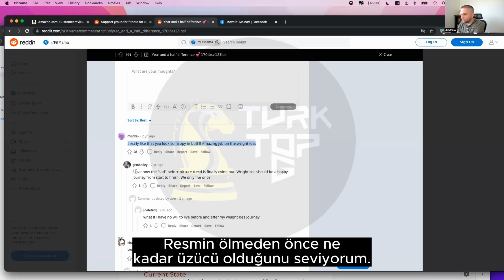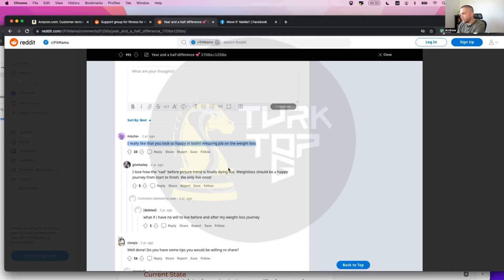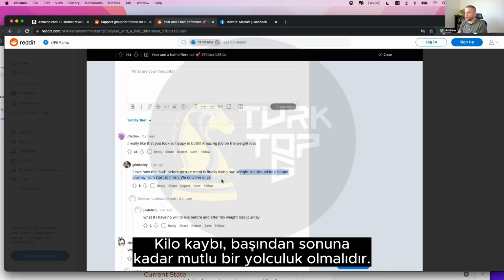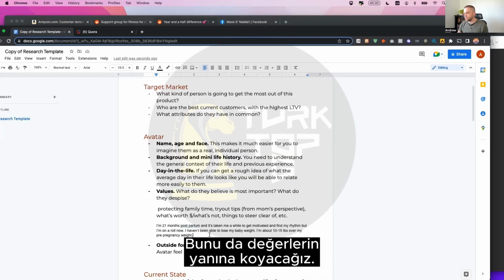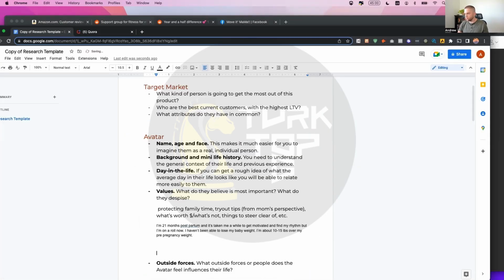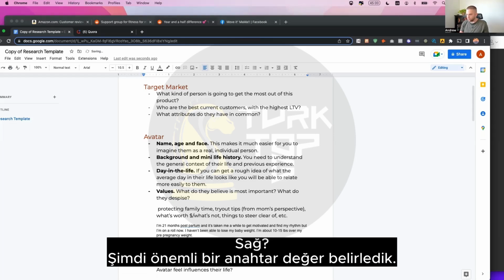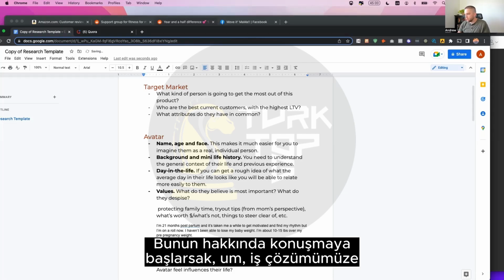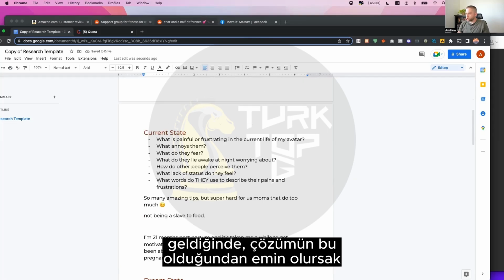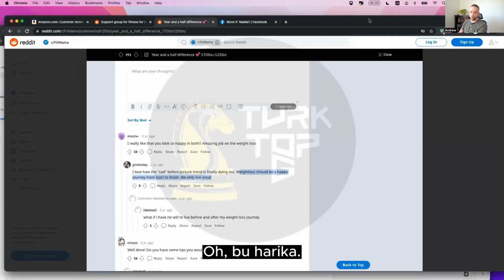So I think we're stumbling upon maybe one of our first key values here. So look at this. "I love how the sad before picture is dying out." This is something they might like or not like about it. "Weight loss should be a happy journey from start to finish. We only live once." Okay, bingo. This is key. We're gonna put this inside of values as well. We've now identified a key important value. If we start talking about this, when it comes to our solution, if we make sure that the solution is happy, then they're going to be a lot more ready. Like, oh, this is great. I want to be happy the whole time, right?